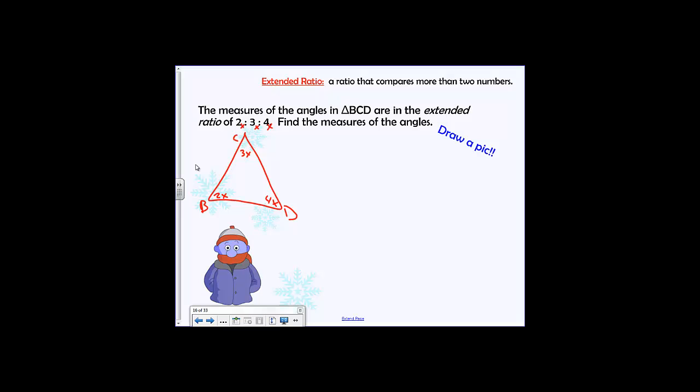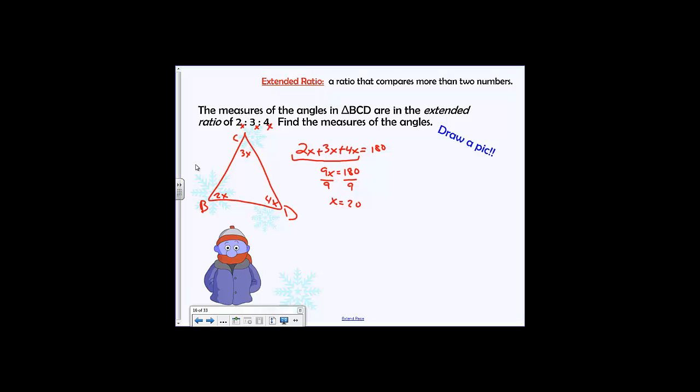How many degrees in a triangle? 180, right? So how are we going to solve for x? Set them equal to 180. So we say 2x plus 3x plus 4x equals 180. That's the hard part. If they are on the same side of the equals, we can combine like terms. 2 plus 3 plus 4 gives us 9x equals 180. Divide by 9, good Brent? So x equals 20. Are we done?